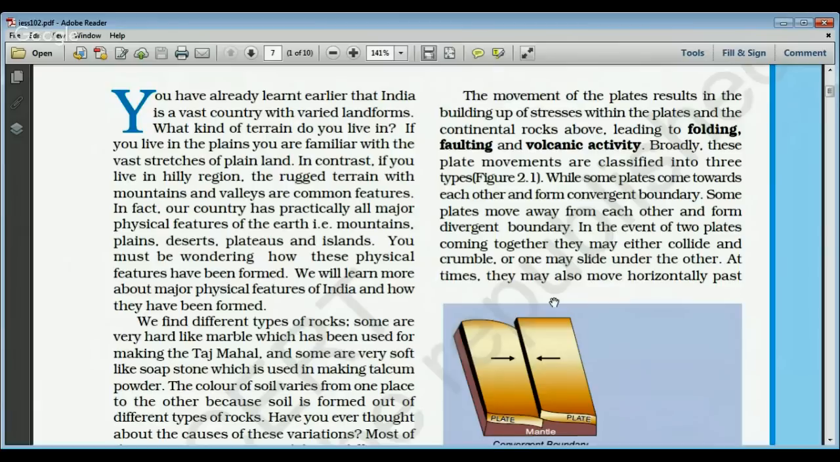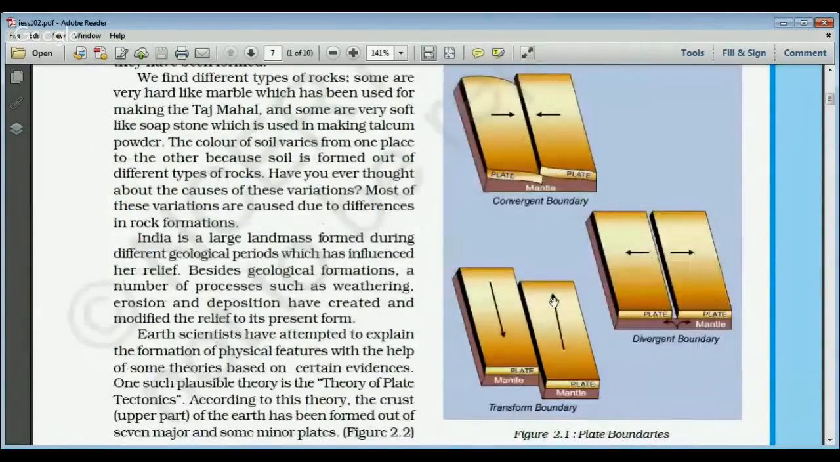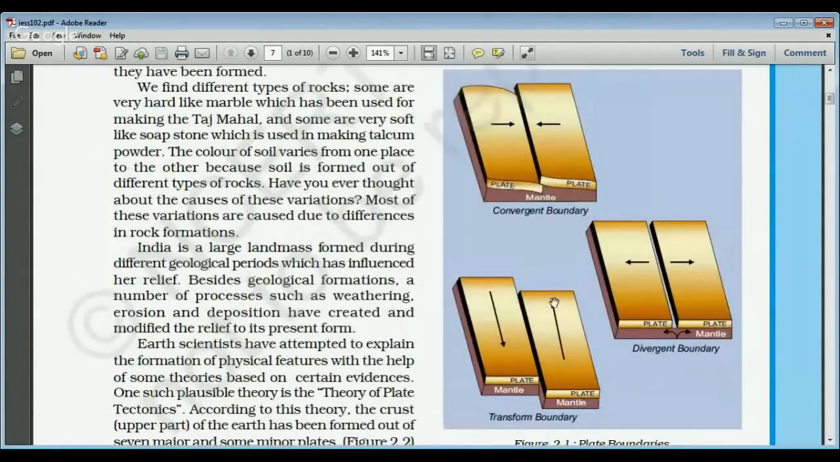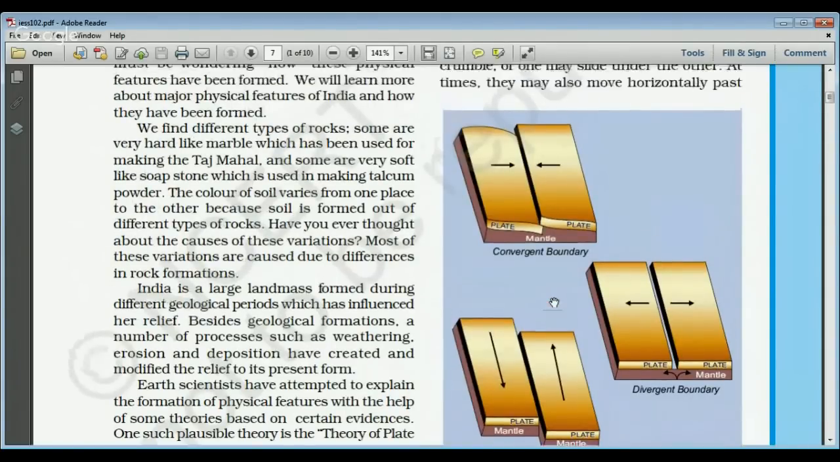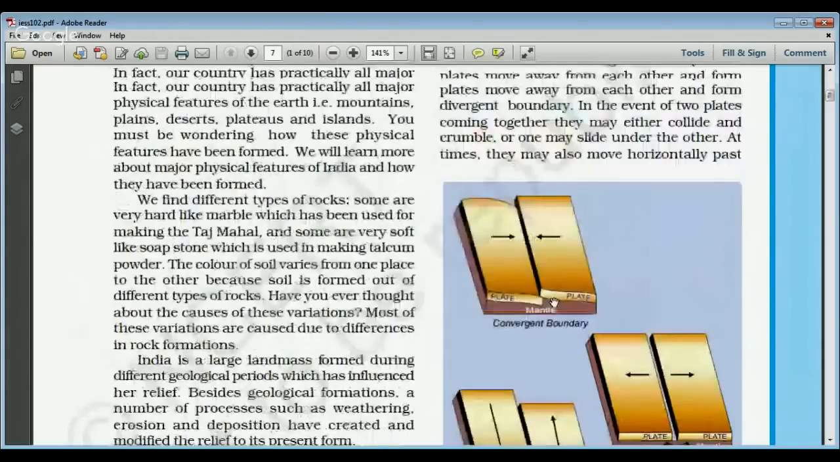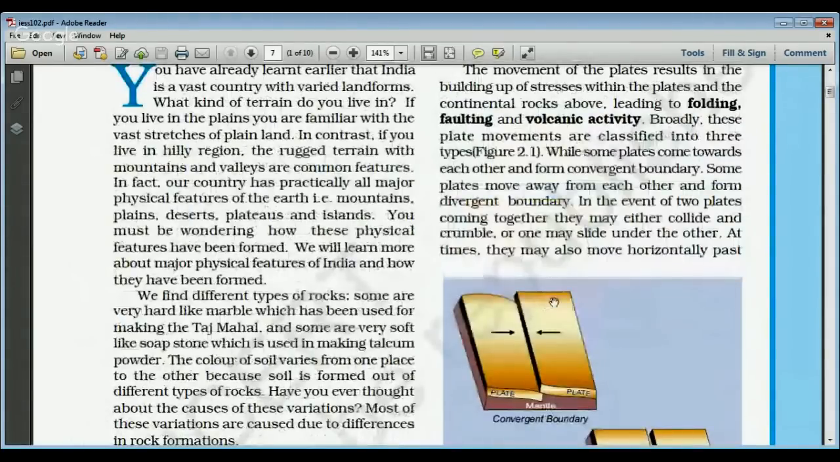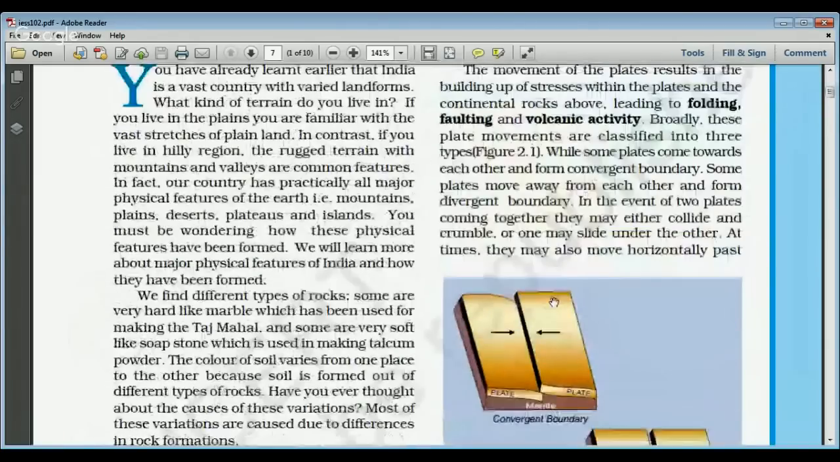Then faulting means when two plates try to go away from each other. So this is known as a divergent boundary, as opposed to a convergent boundary. In this type of interaction, new rocks are formed, and that is why this is known as the divergent boundary.